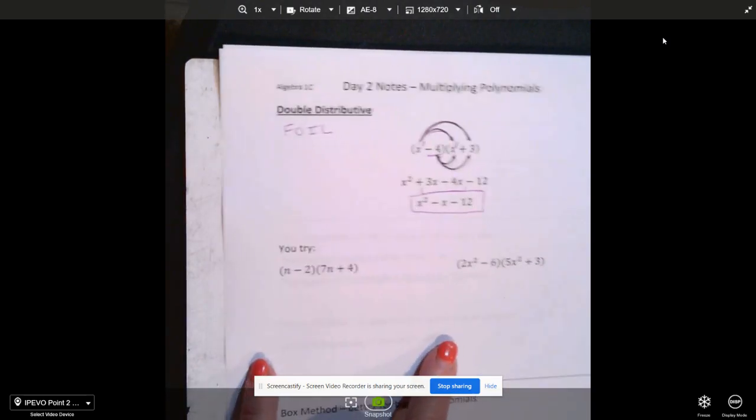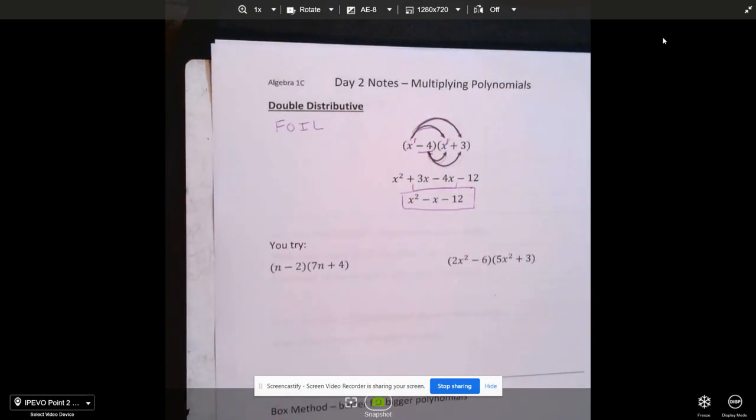Here are 2 more examples for you to try yourself. Why don't you put the video on pause and see if you can do it, and then unpause it and I'll go through it.